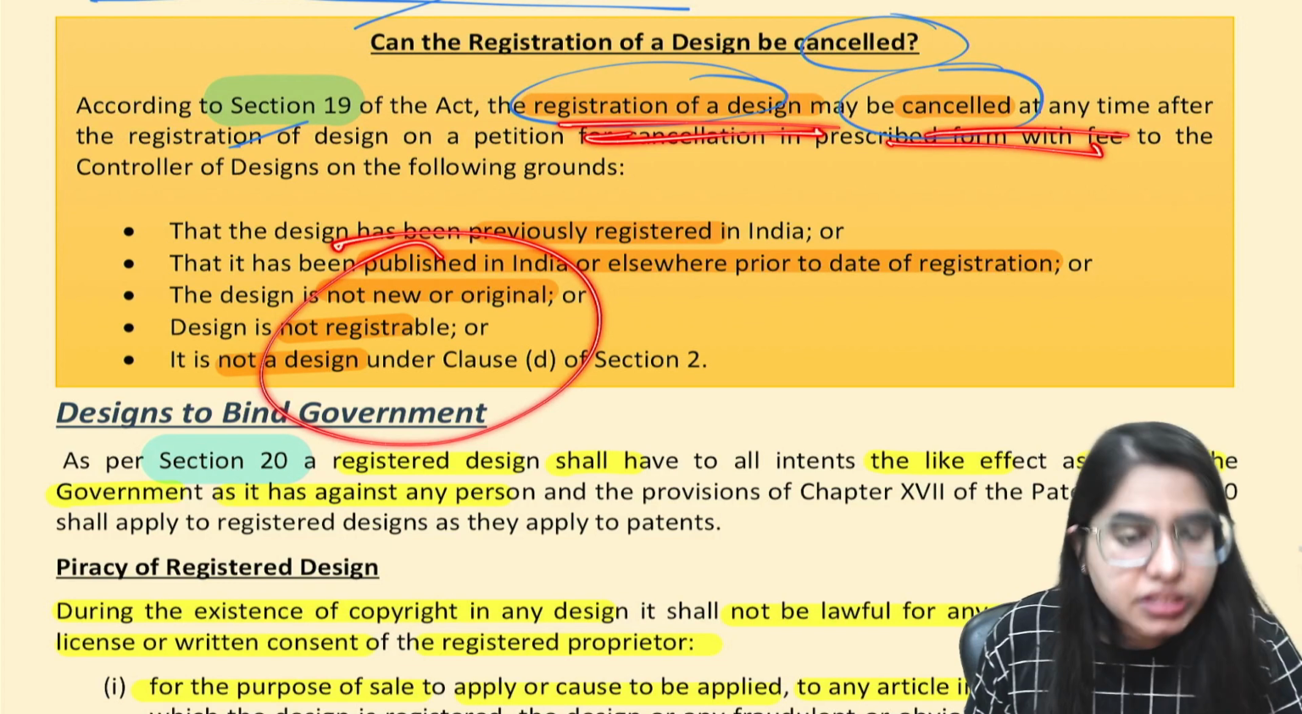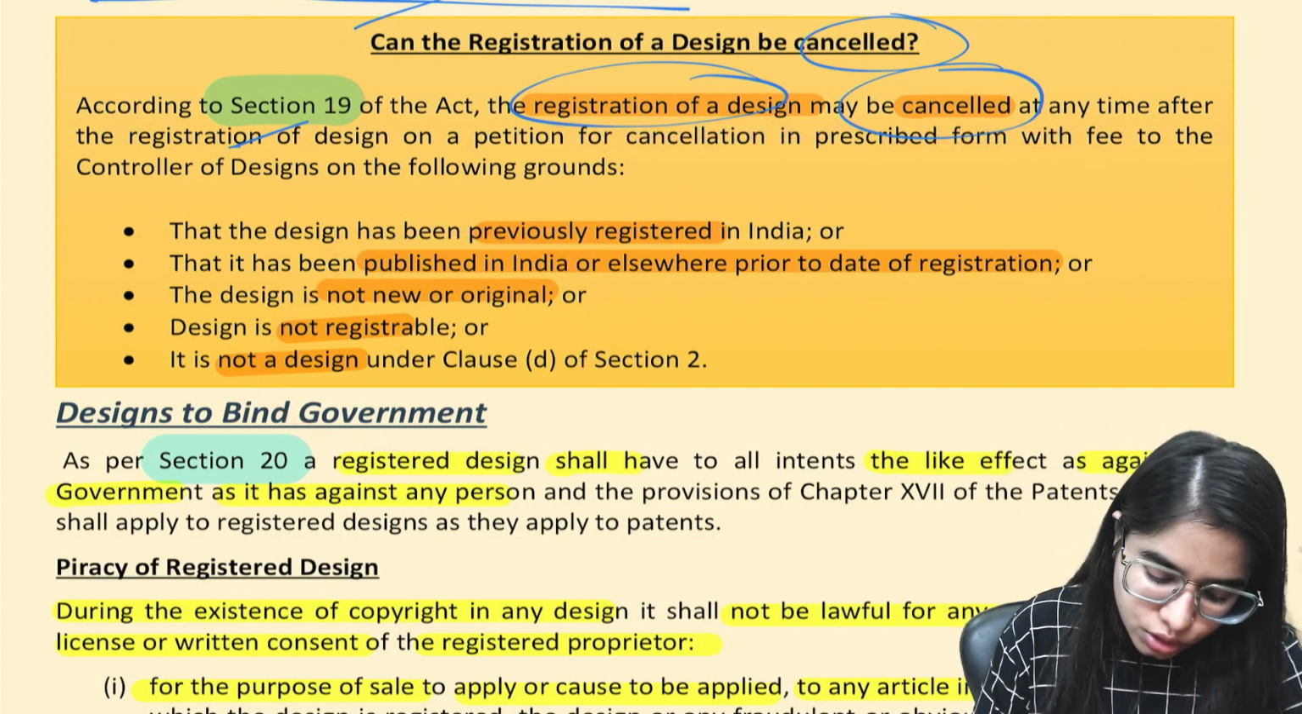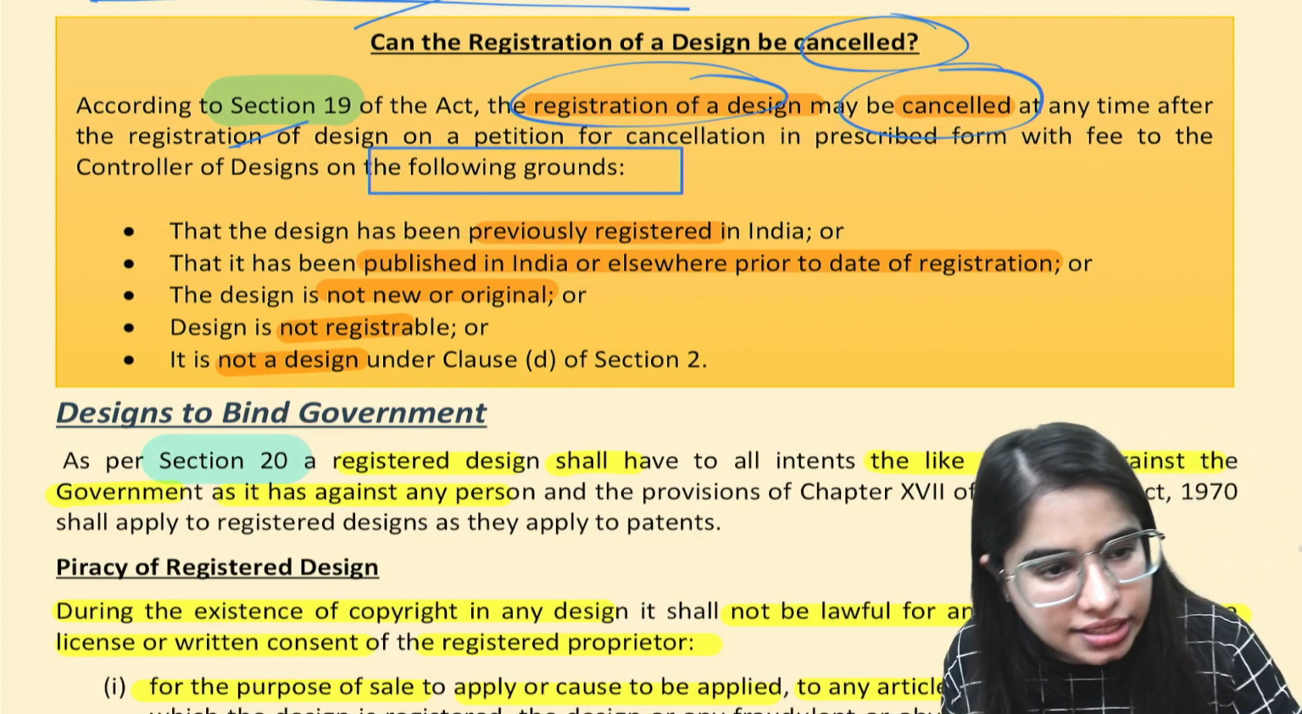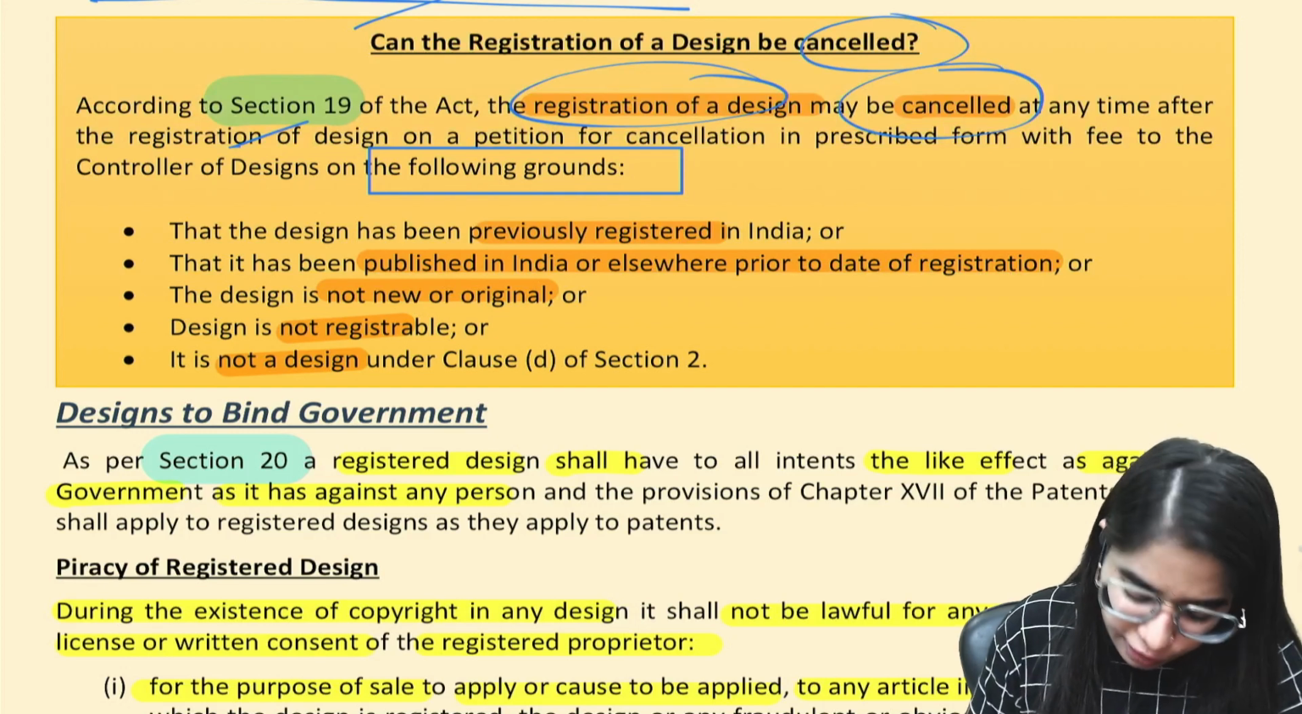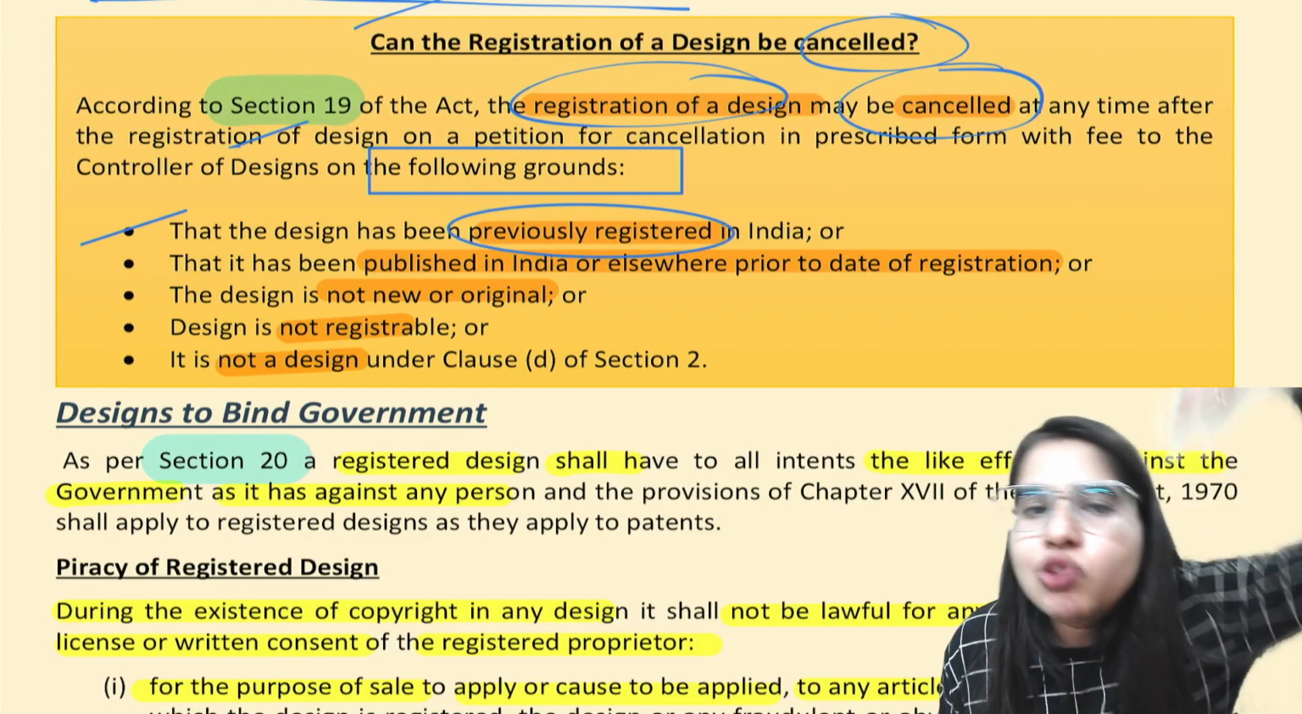So registration of design can be cancelled on the following grounds. On which grounds can registration be cancelled? Registration can be cancelled if, number 1, that design is already registered.